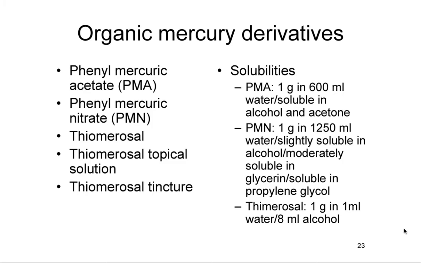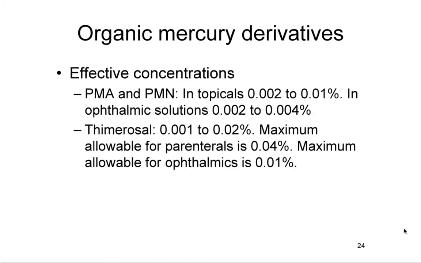Now, another very controversial type of preservative that is utilized in different formulations is the organic mercury derivatives. There are different examples for these: phenyl mercuric acetate (PMA), phenyl mercuric nitrate or PMN, thimerosal topical solution, and thimerosal tincture. These are highly effective in extremely low concentrations. For example, PMN you can use in topicals at 0.002 to 0.01%. In ophthalmic solution, 0.002 to 0.004%.